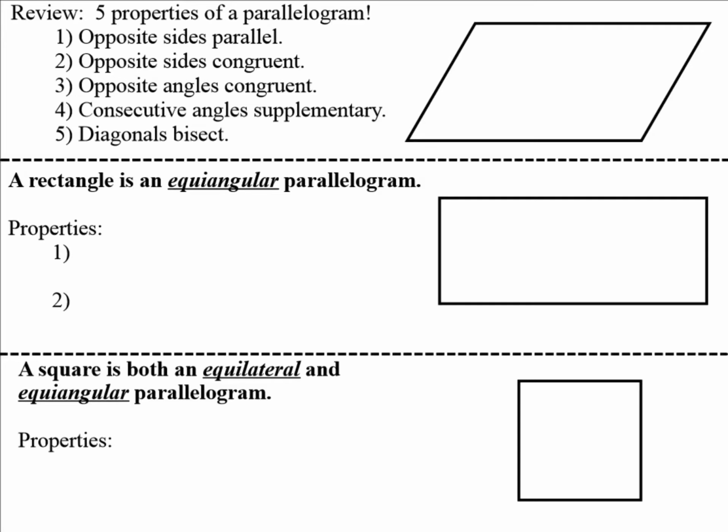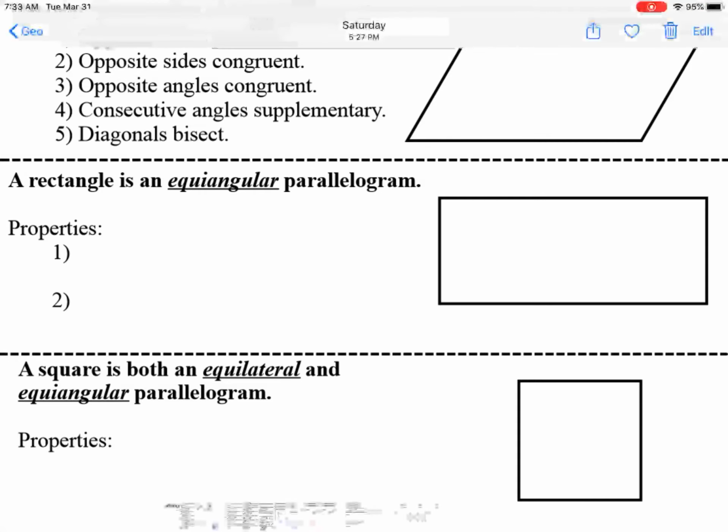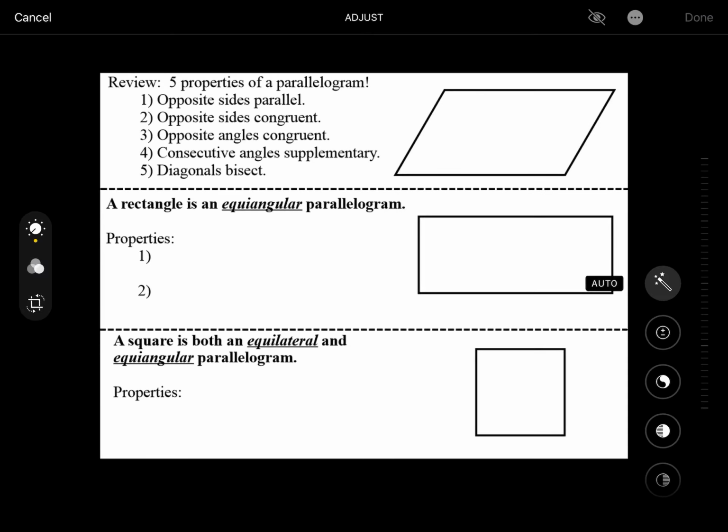Hi everybody. Today we're going to spend our time learning about rectangles and squares, which, similar to a rhombus in last lesson, is also a type of parallelogram. So here at the beginning we have some review of what's special about a parallelogram.